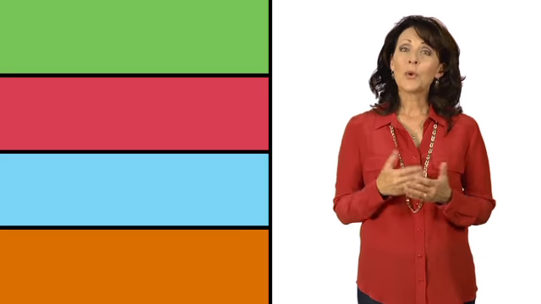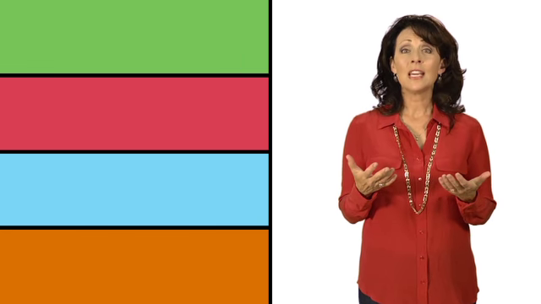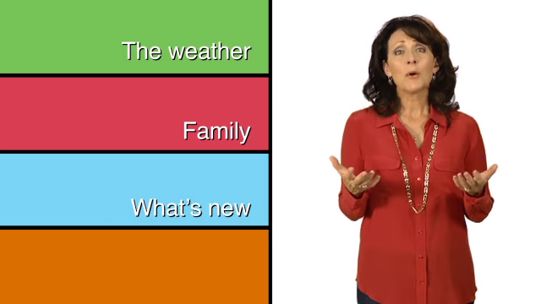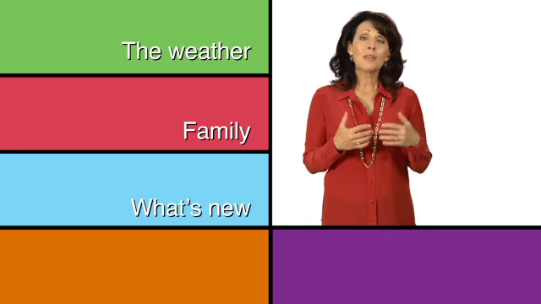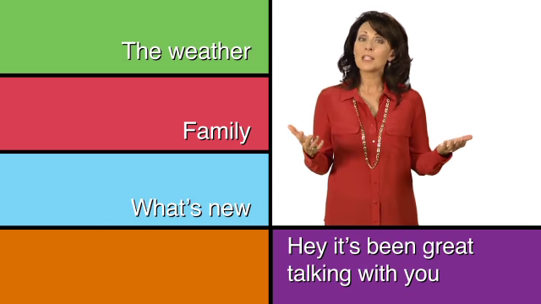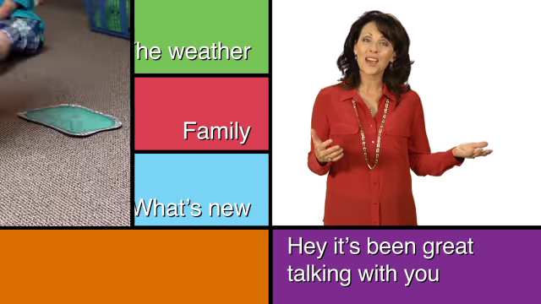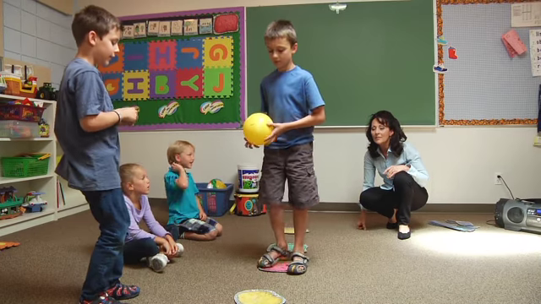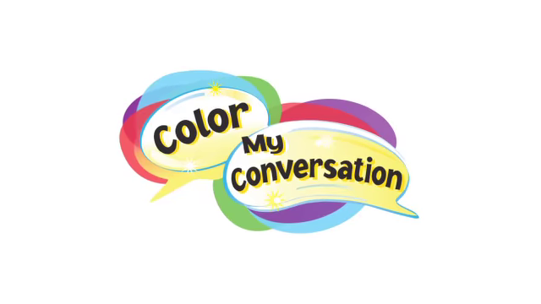When you think about it, we have short conversations every day. They're highly predictable. We'll talk about the weather, about our family, about what we've been up to lately. And then we'll wrap it up with a, hey, it's been great talking with you, and then we'll be on our way. In this video, you're watching the children step through the conversation path as they toss the ball back and forth to each other.